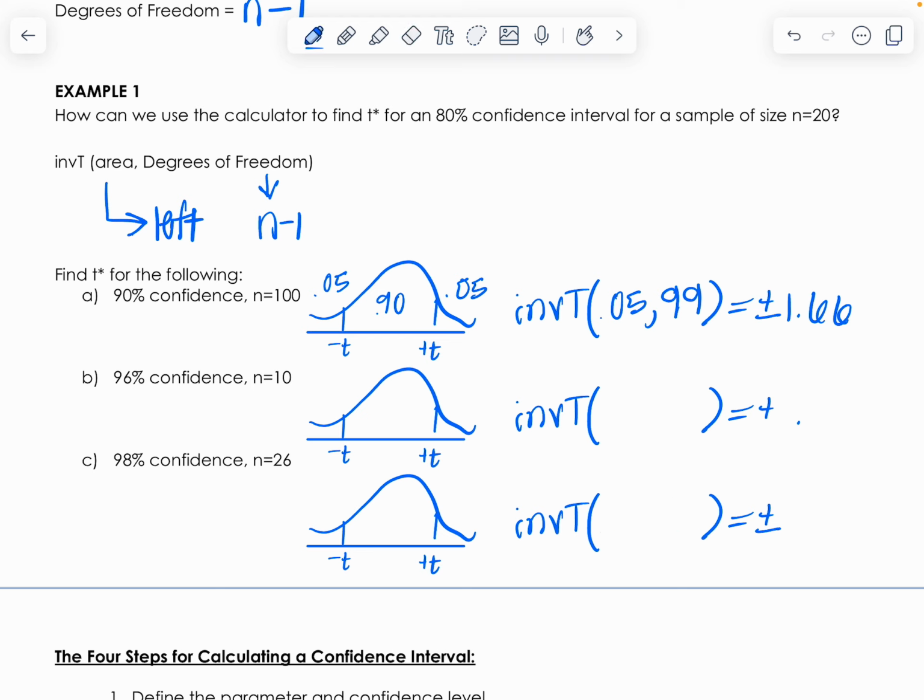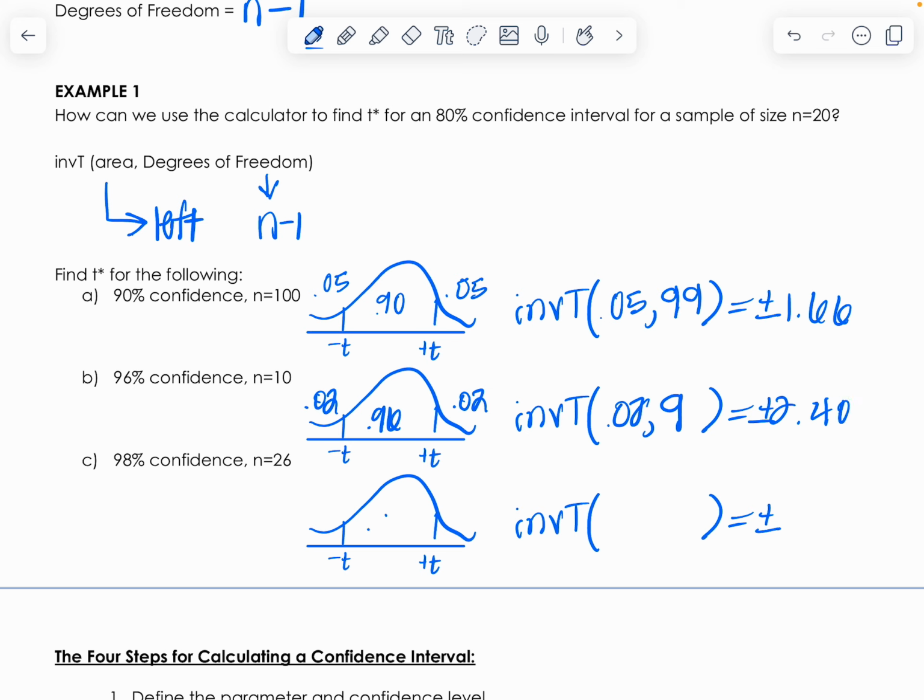Okay, so 0.96 is in the center, which means 4% is on the outside. Split up, we've got 2 and 2, so our area here will be 0.02 with, not 11, 9 degrees of freedom, 10 minus 1. And I get plus or minus 2.398, so I'm going to say 40.